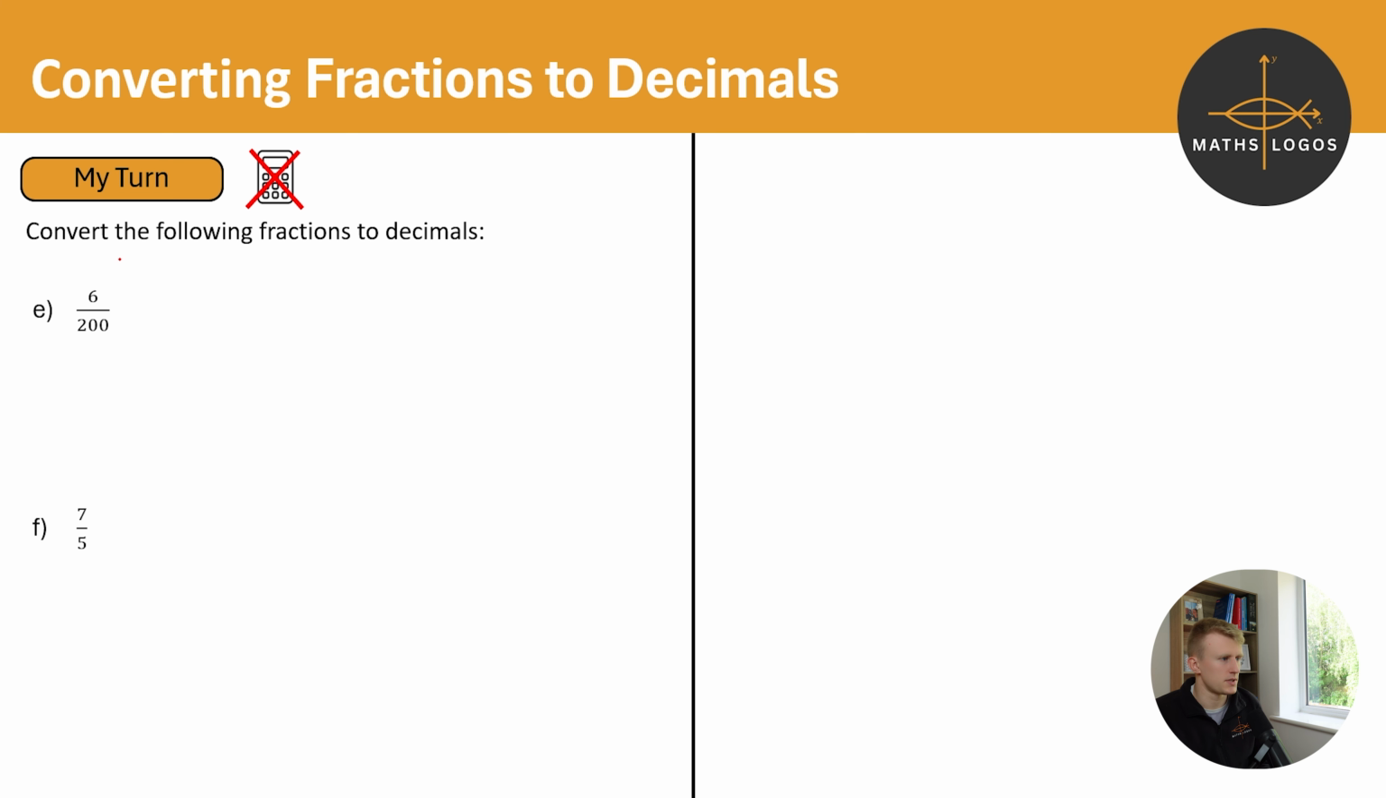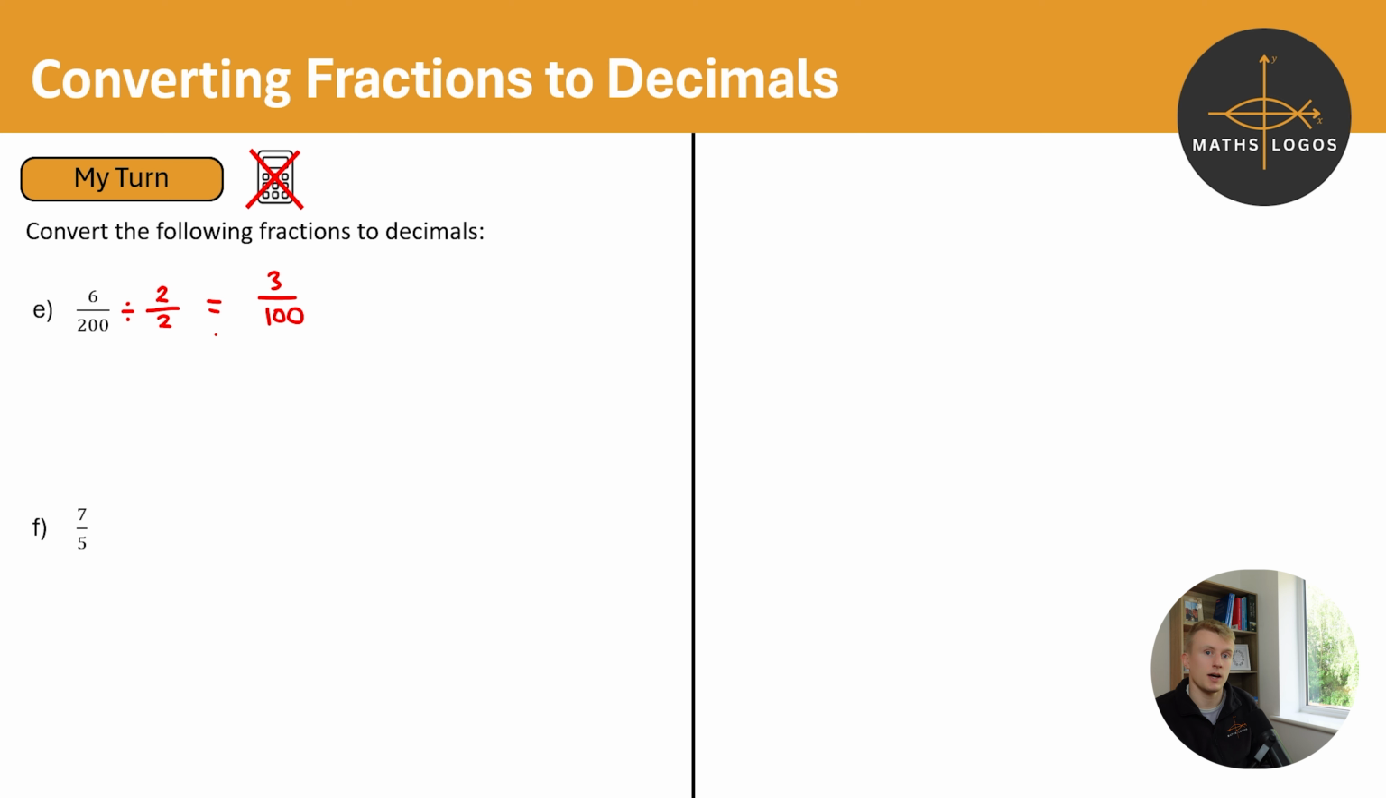Okay, our next example says convert the following fractions to decimals, and it gives us 6 200ths. Now what I could do is multiply by 5 over 5, and that would scale me up to thousandths. That would work because 200 times 5 is 1,000. What I could also do is scale the 200 down to 100. I could divide the fraction by 2 on the numerator and on the denominator. 6 divided by 2 is 3, and 200 divided by 2 is 100.